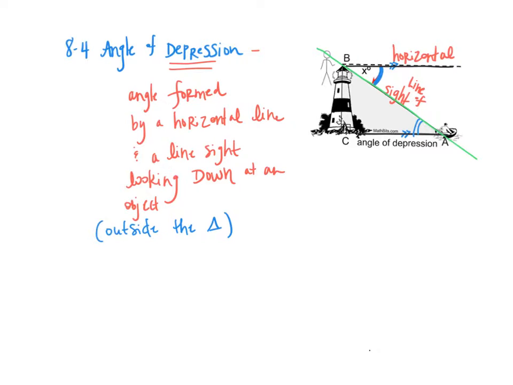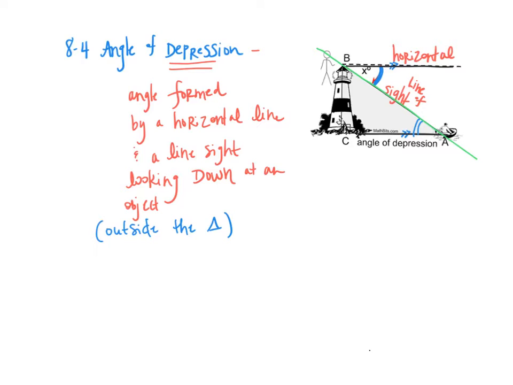So I want you to notice that even though the angle of depression is outside the triangle, if you draw in alternate interior angles, you have two angles that are congruent. And it's actually just like the angle of elevation. So that's another way that you can look at it.